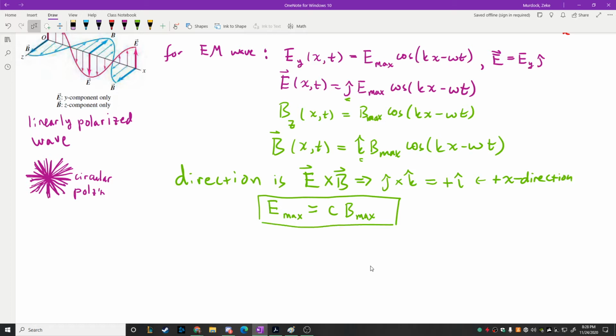If I wanted to produce a wave that travels in the negative x direction, I can change it just a little bit.